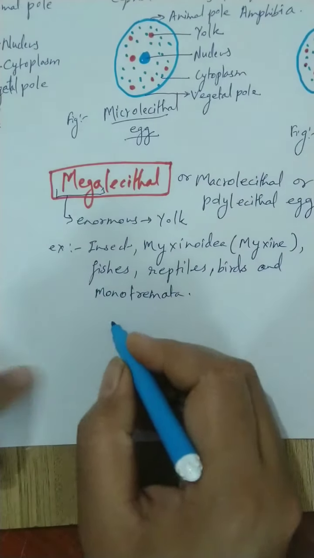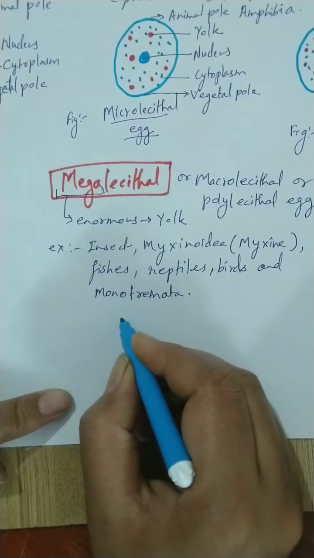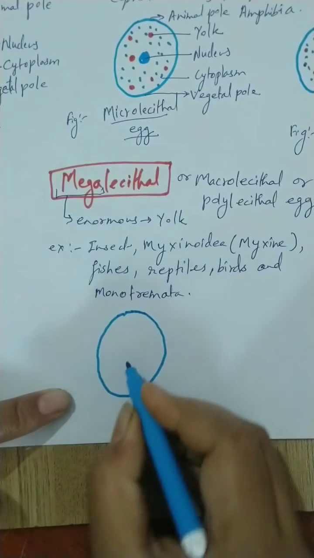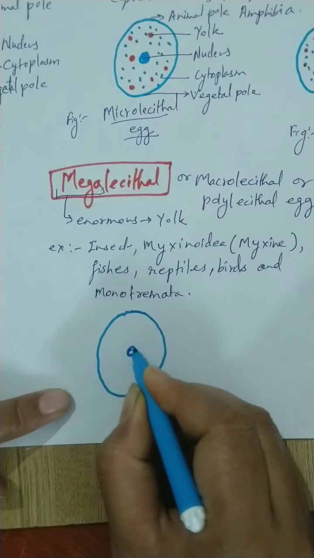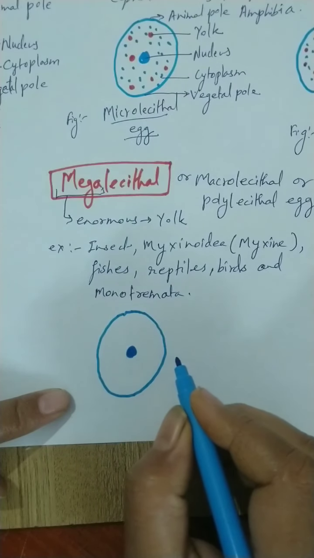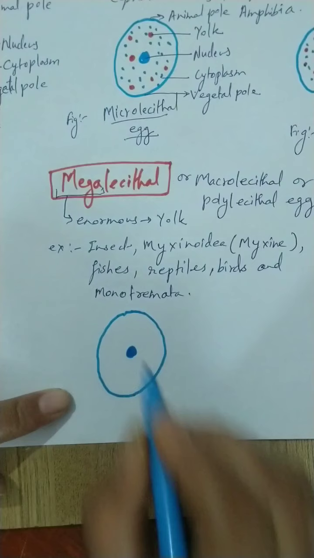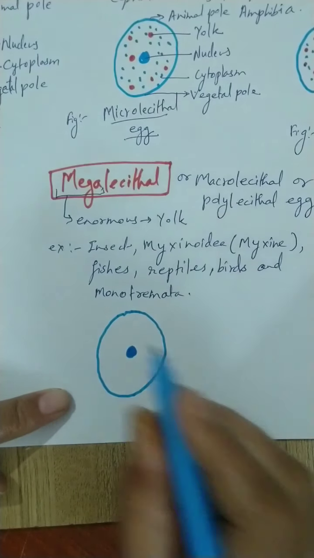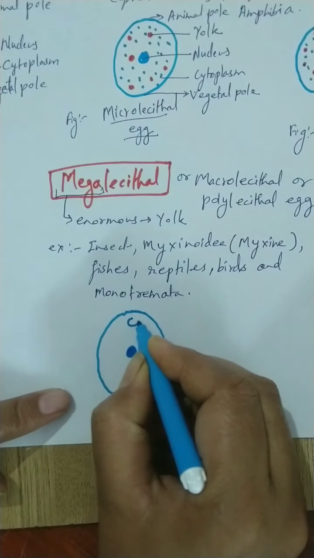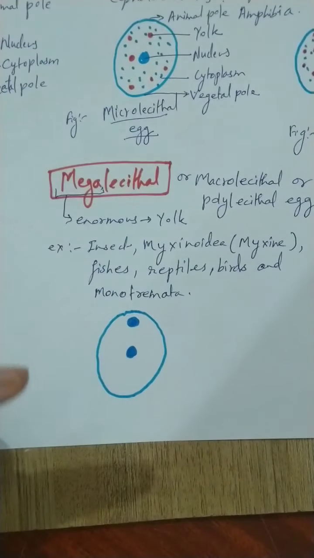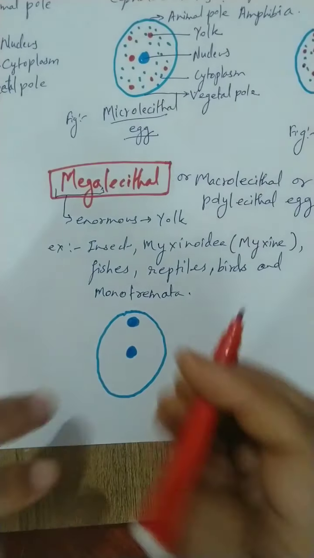Now we are going through the diagram of the megalecithal type of egg. This is the egg. Here the nucleus is not present in the center of the egg, but on one side. It is towards the animal pole.